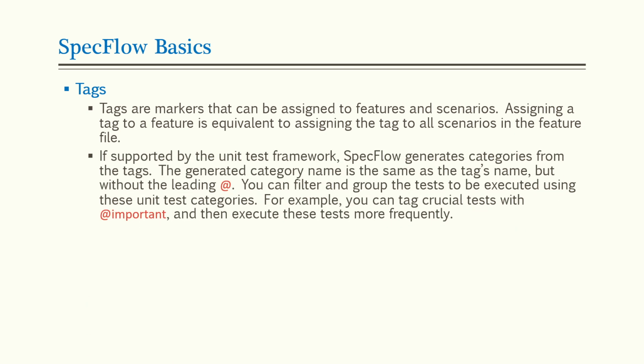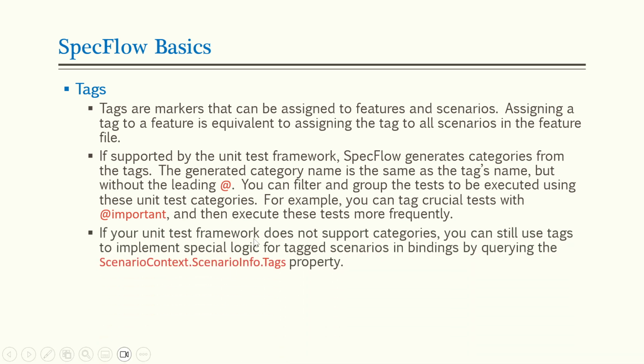If supported by the unit test framework, SpecFlow generates categories from these tags. The generated category name is the same as the tag's name, but without the leading @. You can filter and group the tests to be executed using these unit test categories. So as I said, it will create the categories. For example, you can use the tag @crucial for important tests and then execute these tests more frequently. So all the important test cases, if you have added the @important tag to different test cases, are grouped and you can execute them in one go.